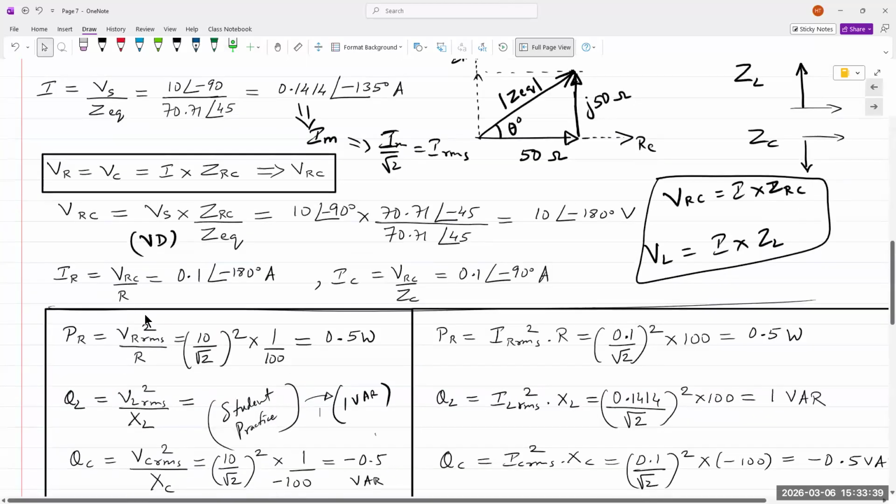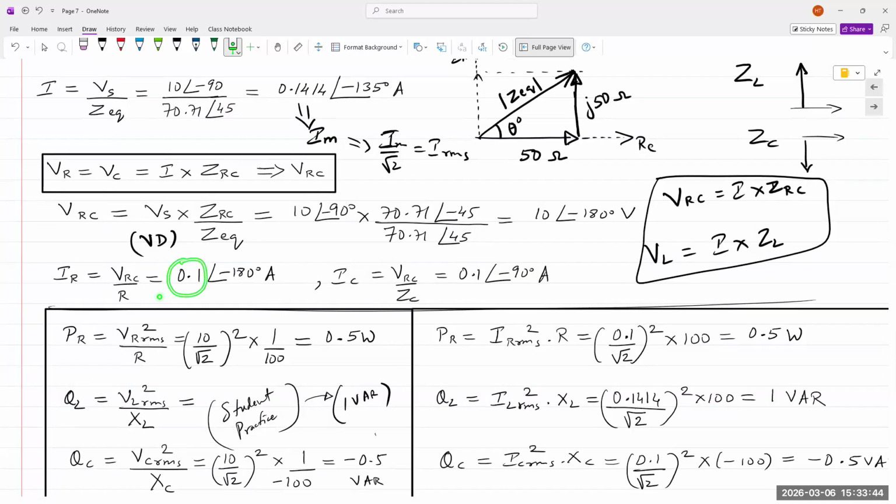Magnitude of that. So this is the peak value. RMS would be divided by √2. So that's why I have 10 over √2. The question being asked was about this value. So VR I obtained with a magnitude of 10. If the magnitude is 10, then the RMS value is 10 divided by √2.